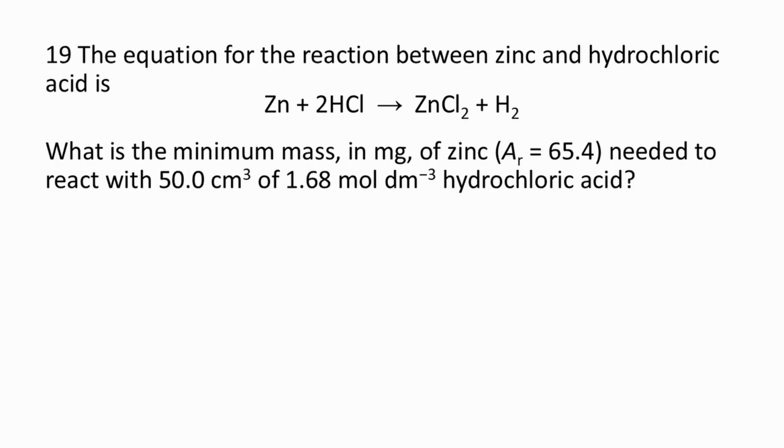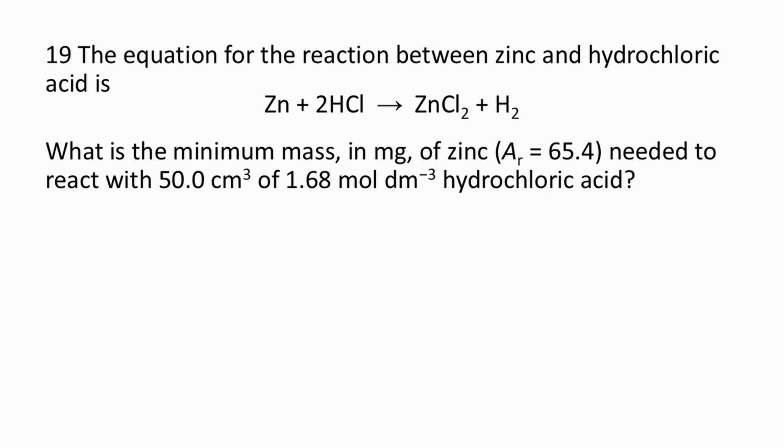Next we have a moles question. I have purposefully taken away the options A, B, C and D. It's always a good idea to calculate the answer without the options in mind when you're doing multiple choice questions like this. The equation for the reaction between zinc and hydrochloric acid is zinc plus 2HCl gives zinc chloride plus H2.